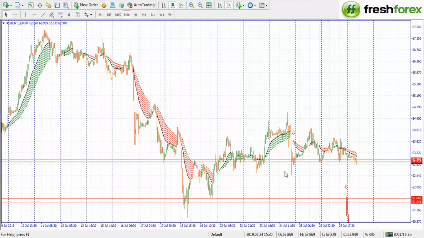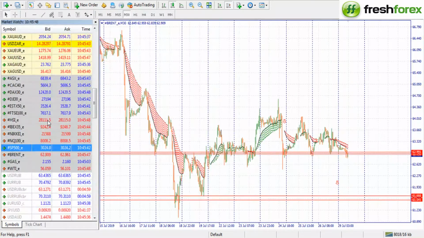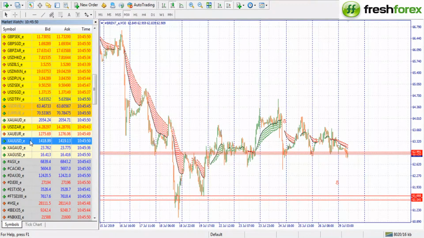So if you want to trade this correctly, ensure you look for a sell from within this one, from 62.991 up to 61.666. We'll move to the last symbol, and that is gold. We have gold here.